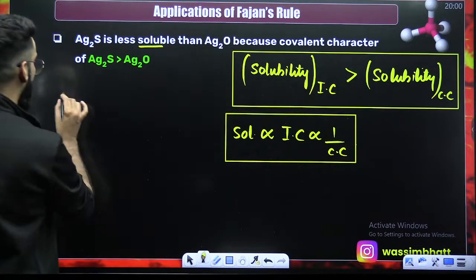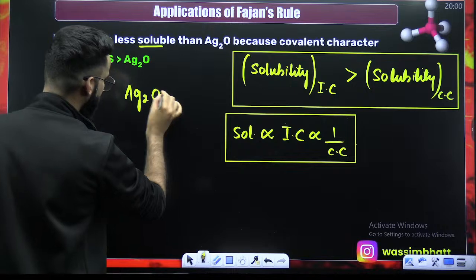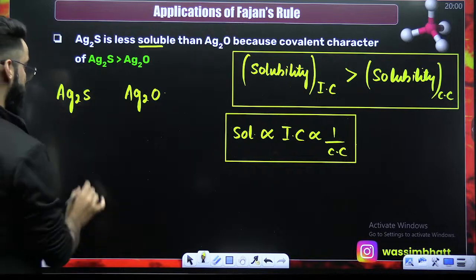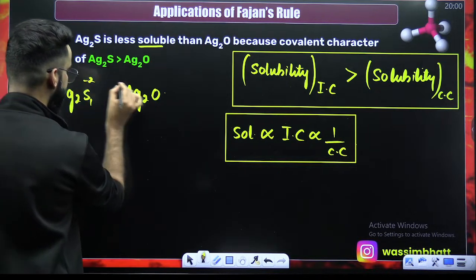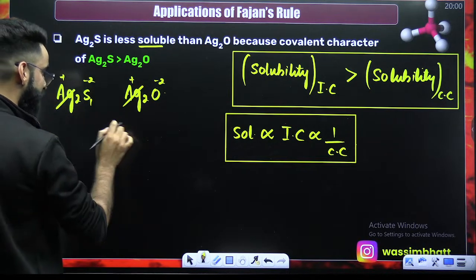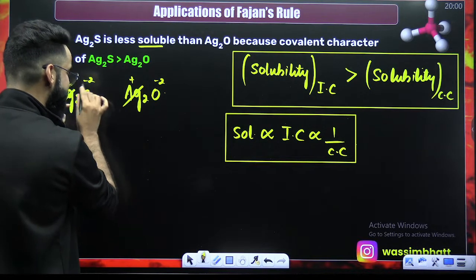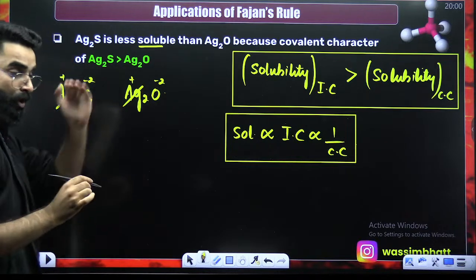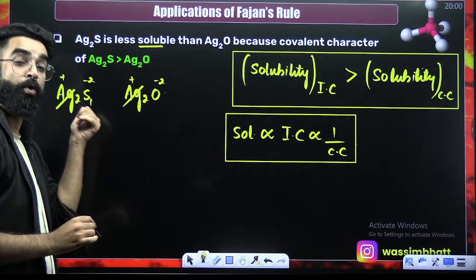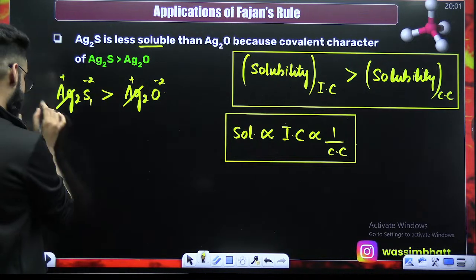Now talk about Ag2S and Ag2O. Whose solubility will be more, for example, in water? First of all, my dear students, over here you have Ag positive, S dinegative, Ag positive, O dinegative. The cation is the same everywhere, so leave it. Talk in terms of anion. The charge on the anion is the same, so talk in terms of size. The size of S dinegative is more than that of O dinegative, because down the group size increases. The size of this anion is more, so more polarizability, more covalent character.